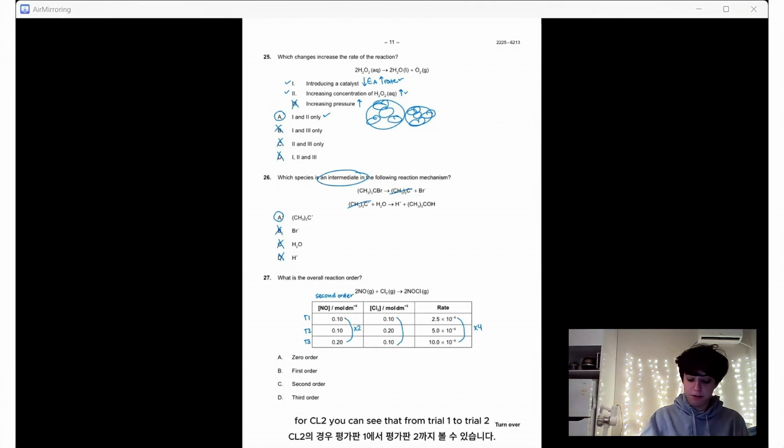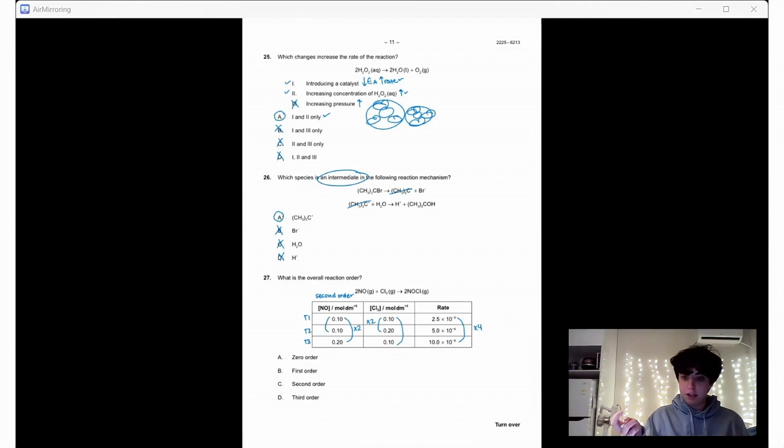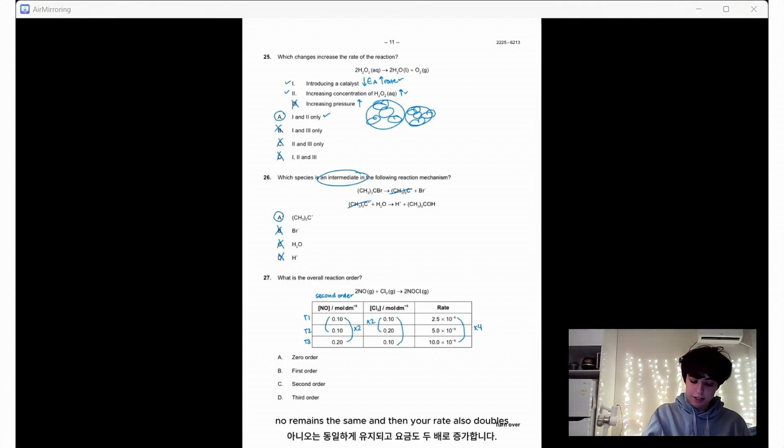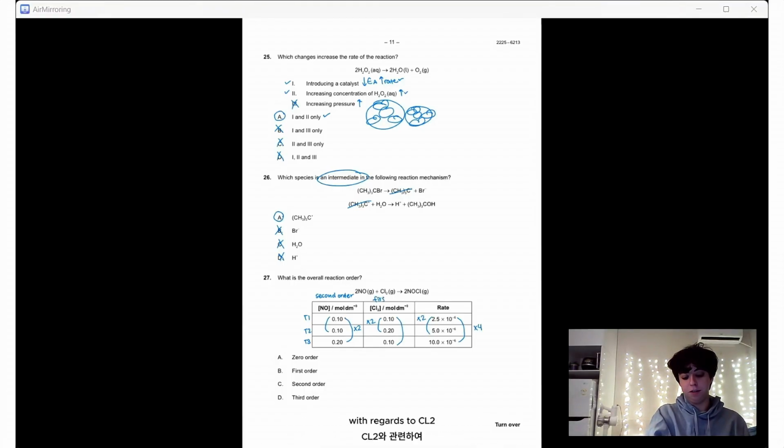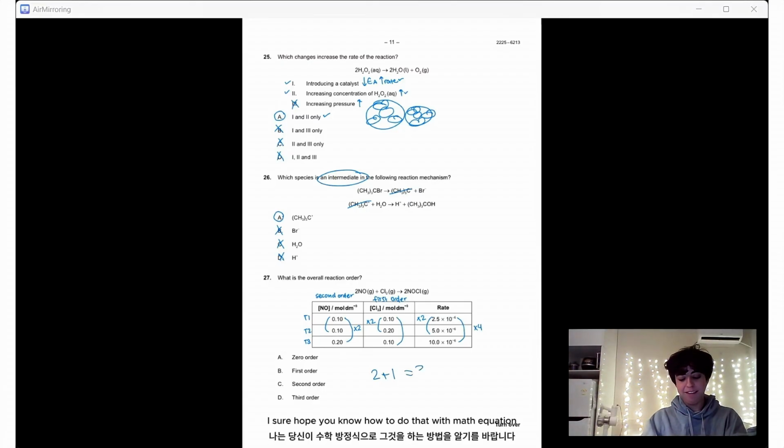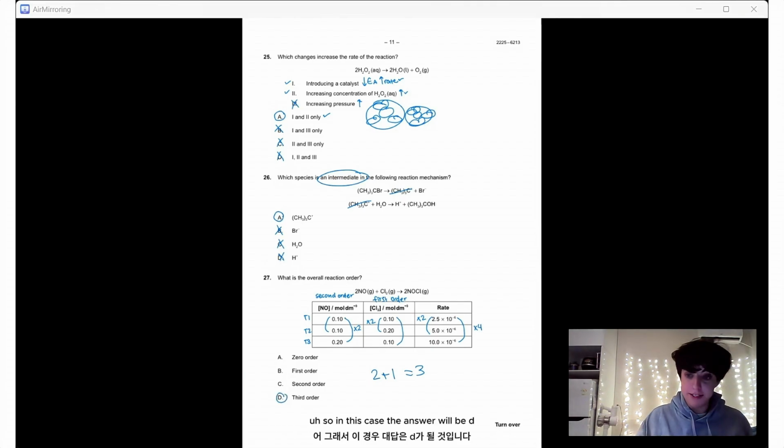For Cl2, you can see that from trial 1 to trial 2, you are doubling the concentration of Cl2, your NO remains the same, and your rate also doubles. So the reaction is first order with regards to Cl2. Then for the overall order, 2 plus 1 equals, you guessed it, 3. I sure hope you know how to do that math. So in this case, the answer will be D, that it is third order overall. So that will be number 27.